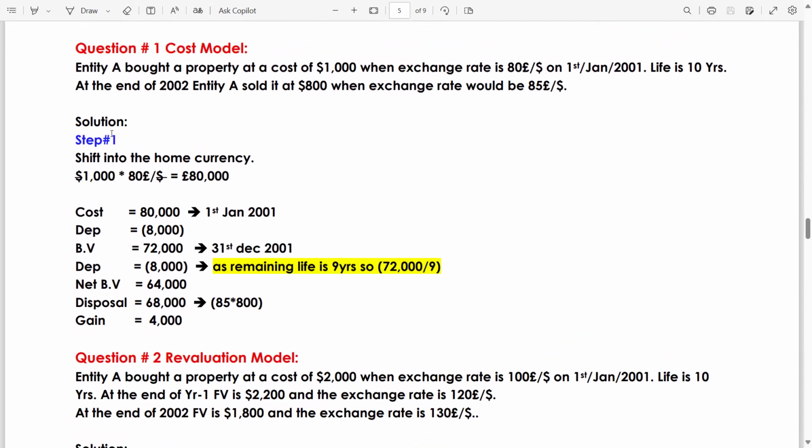Now, at the end of 2002, the entity sold it at $800 at the prevailing exchange rate. Now, this is your disposal proceeds, your sale price. You have to convert it into GBP, which is 68,000. The carrying value of the asset is 64,000 but you sold at 68,000, so there is a gain of 4,000, which will be reported in P&L.